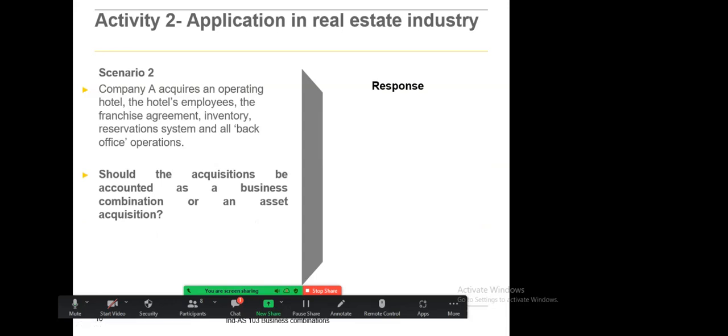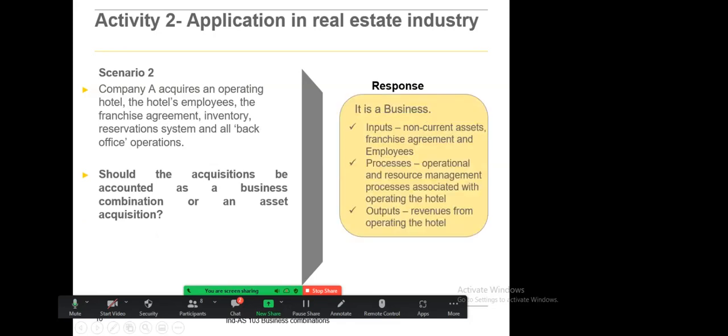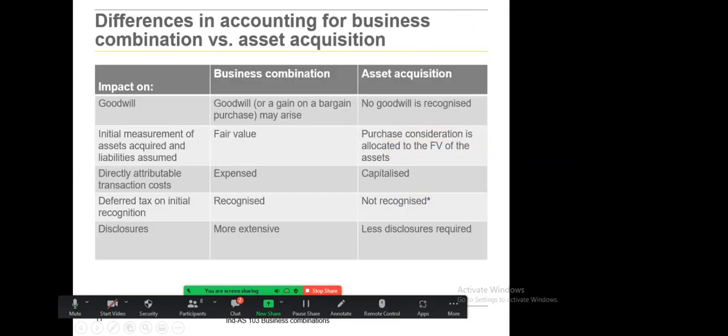Next, if we change the scenario a bit, company A acquires an operating hotel. Operating hotel means we must be having some inputs, some processes and the output. The hotel has the franchisee agreement, inventory, reservation system, and all back office operations. So that means it is a clear-cut example that yes, it is a business.